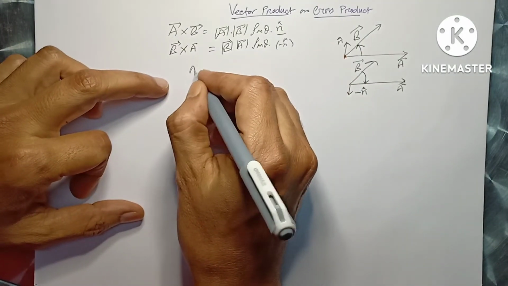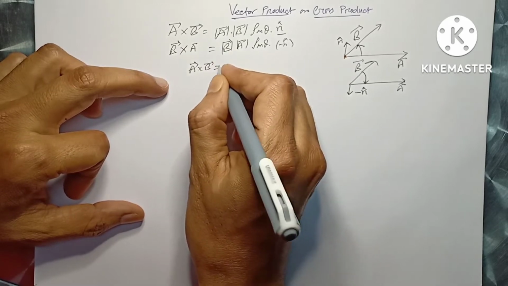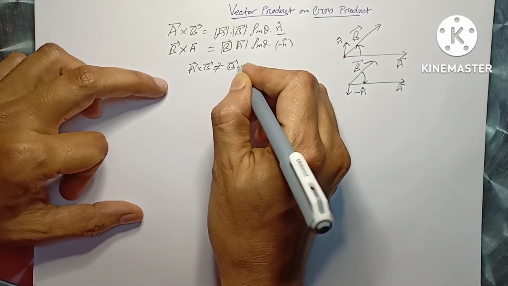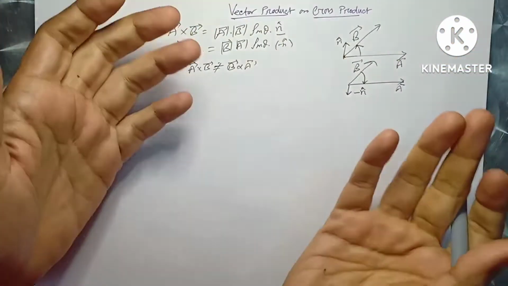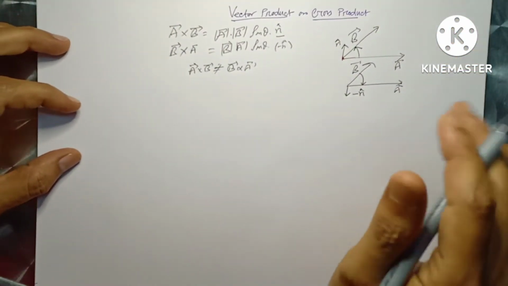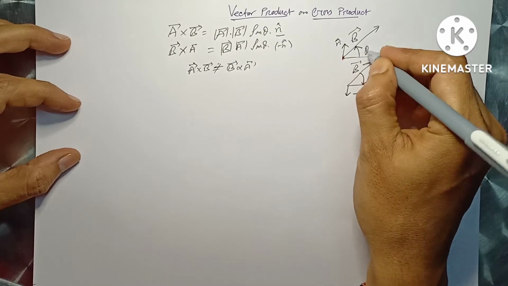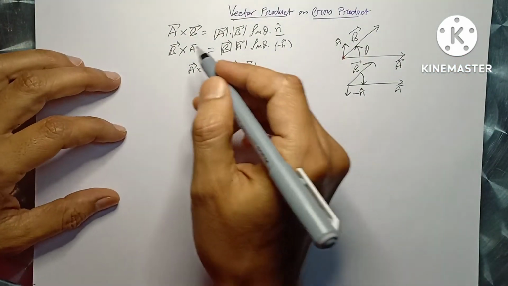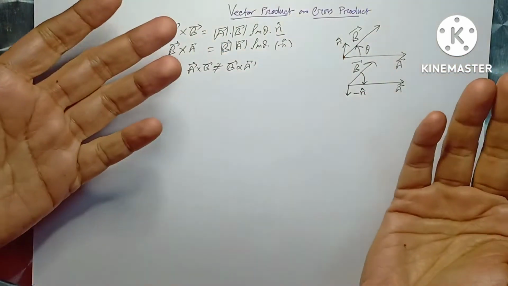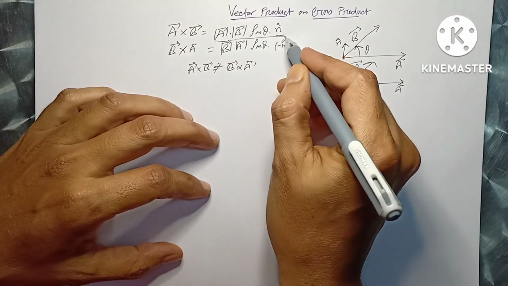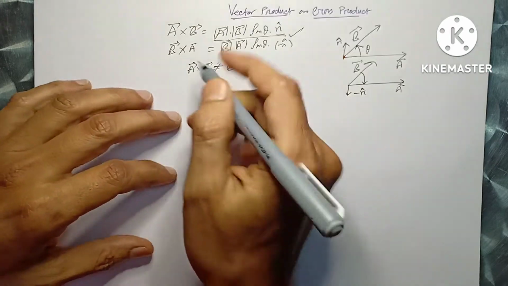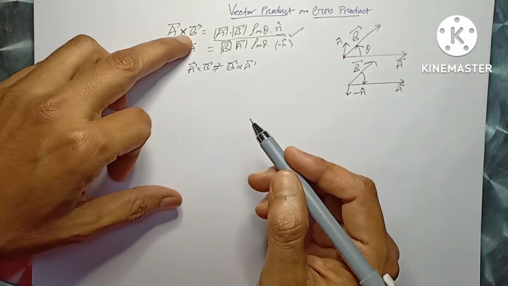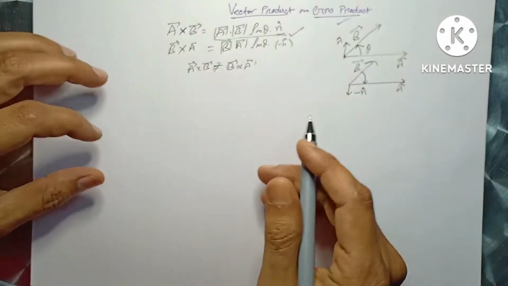So we can write A vector cross B vector is not equal to B vector cross A vector, because one is in the upward direction and the other is in the downward direction, both opposite, and theta is the angle between them. So we get that A cross B is a vector quantity. This is also called the vector product, or, with the cross sign as its symbol, the cross product.